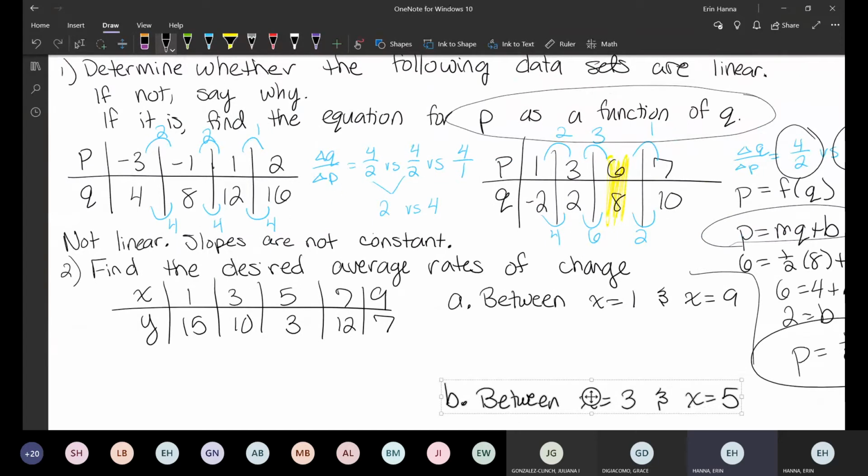So average rate of change between x equals 1 and x equals 9. But remember that the average rate of change is essentially the same thing as a slope. So we can calculate the slope between those 2 points. So I would do 15 minus 7 over 1 minus 9. That's 8 over -8. So -1. Cool.